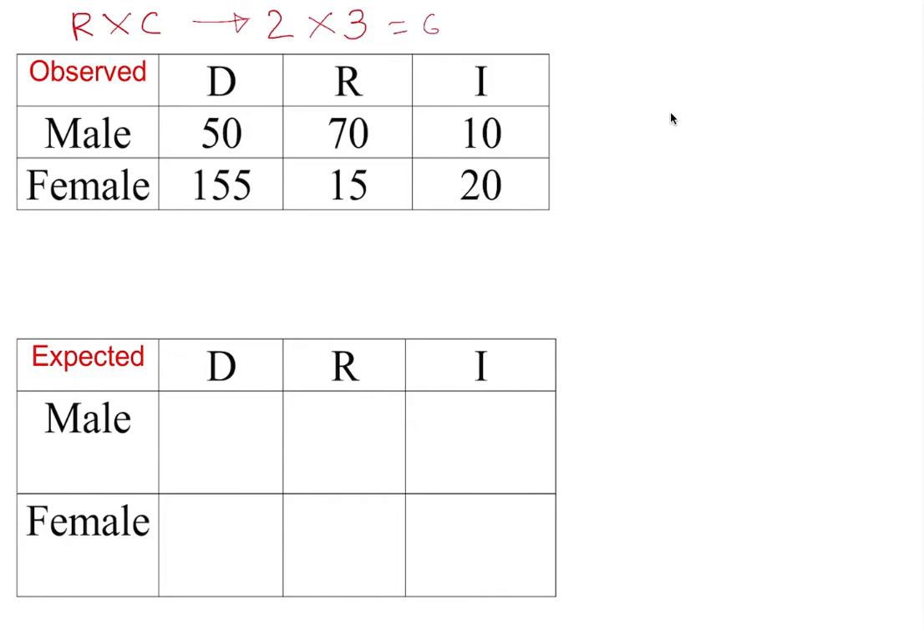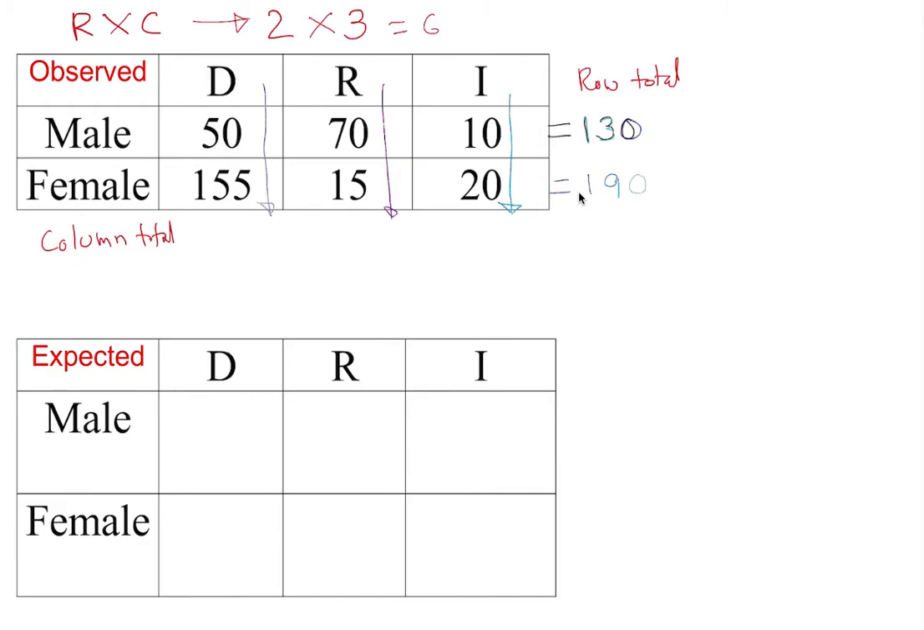First thing, no matter what, we add all of this here. If we add this up on the right side, 50, 70, 10, it should give me 130. Then if I add 155, 15, 20, it should be 190. So I can put down row total, R-O-W, and a column total, C-O-L-U-M-N, column total.